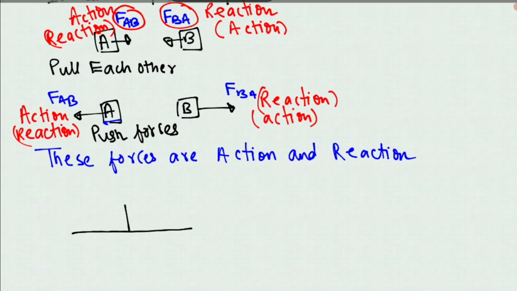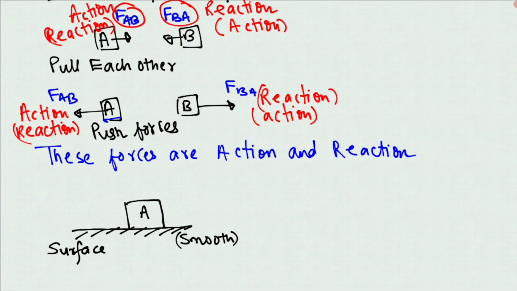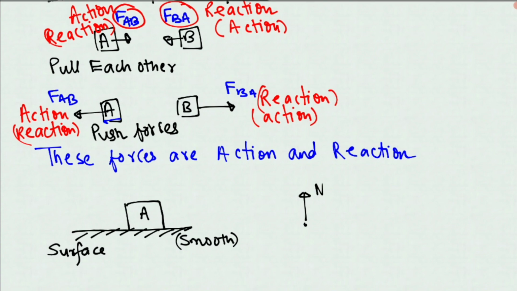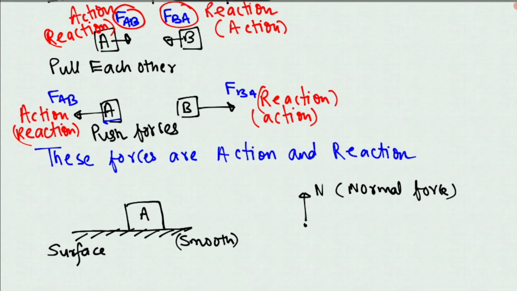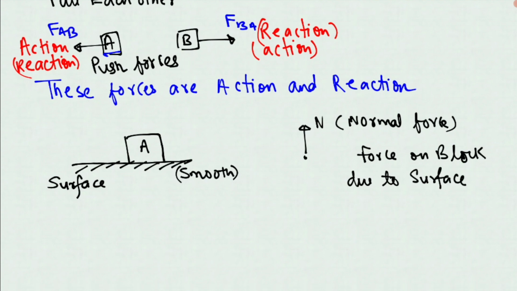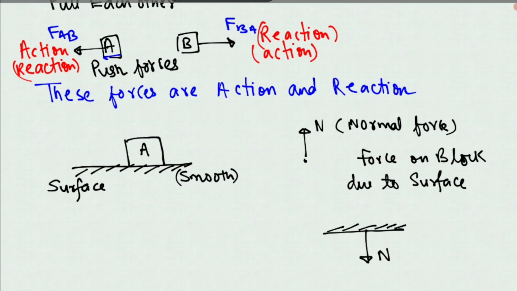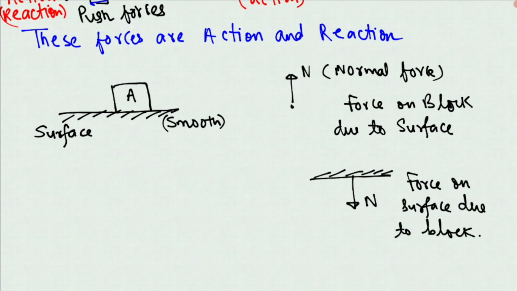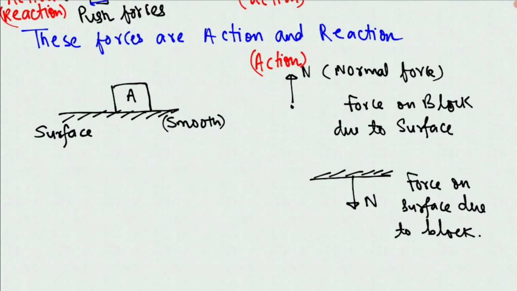There is a surface and there is a block kept on it. Block A is interacting with this surface. The surface could be smooth or rough. Considering a smooth surface, the block A is experiencing a force which is called the normal force N. And what about the surface? The surface is also experiencing normal force. This is the force on block due to surface, meaning the surface is exerting this force on the block, that is a push force, and the surface is also experiencing an equal and opposite force, that is force on surface due to block. These are push forces and they are action reaction. If I say the normal force on the block due to surface is action, then the normal force on the surface due to block A is reaction.